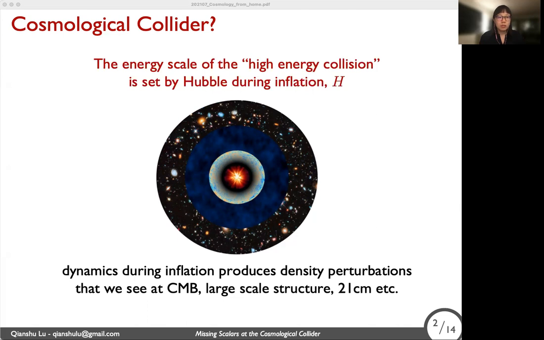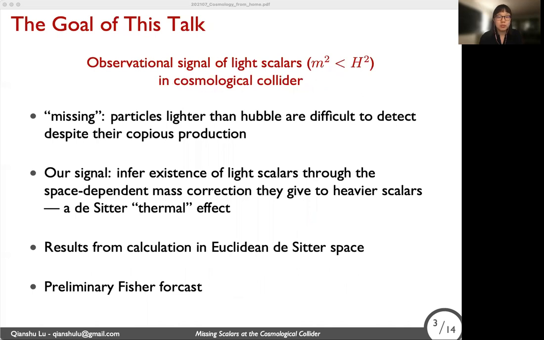Now, in this talk, I'm going to discuss a new observational signature for light scalars that existed during inflation. In the title of the talk, I call these scalars missing. This is because, as I'm going to explain in more detail, these particles whose masses are lighter than Hubble turn out to be difficult to detect through their direct interaction with the inflaton, despite them being copiously produced during inflation.